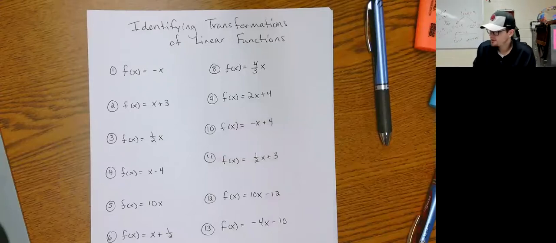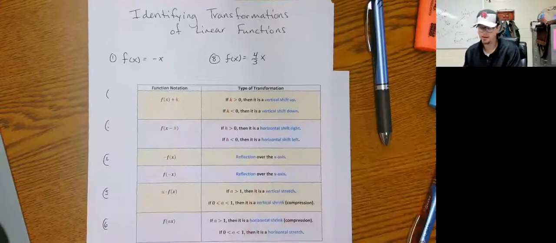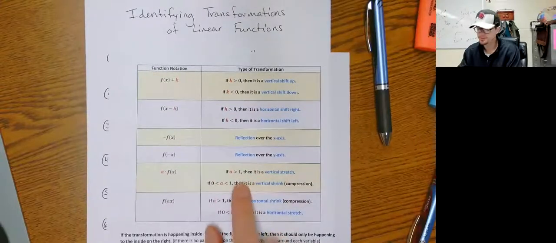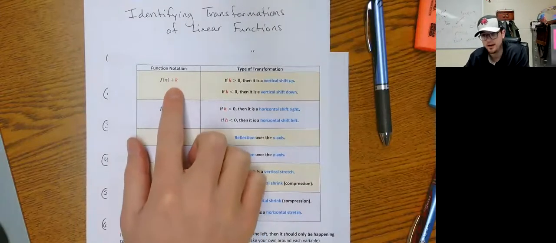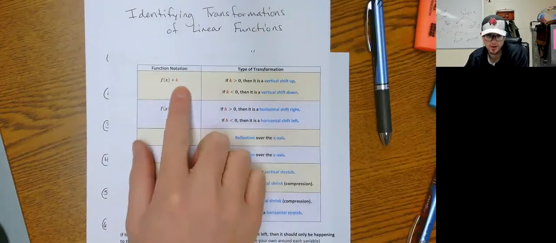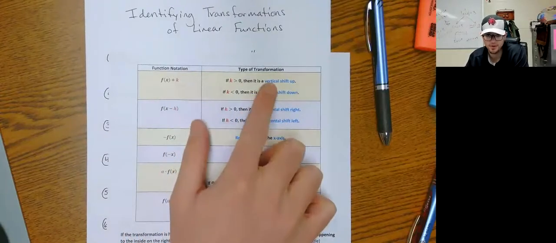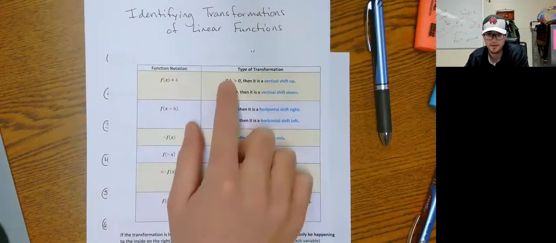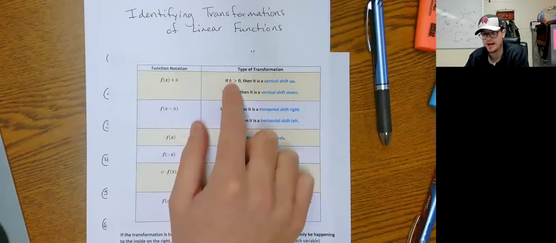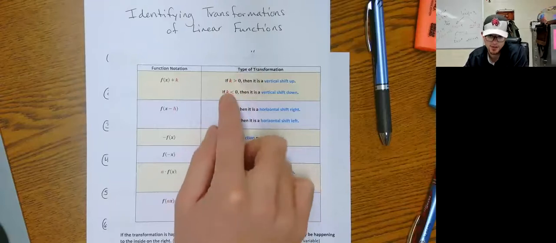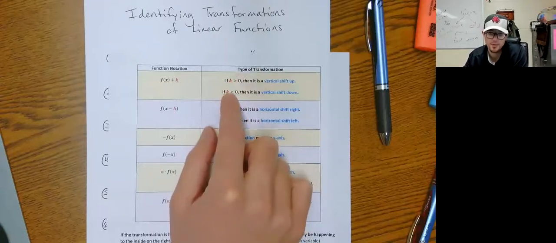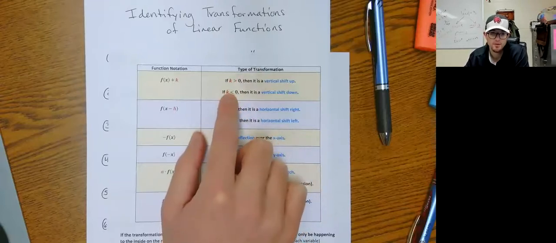So in order to do this, unless you have them memorized already, you may want a little handy list of transformations. If it is adding on the outside of the variable or to the function, then it is a vertical shift up or down. Depending on if it is positive, if it's adding a positive number, or if it's just adding, then it's up. If it's subtracting because of a negative number, then it's vertical shift down.